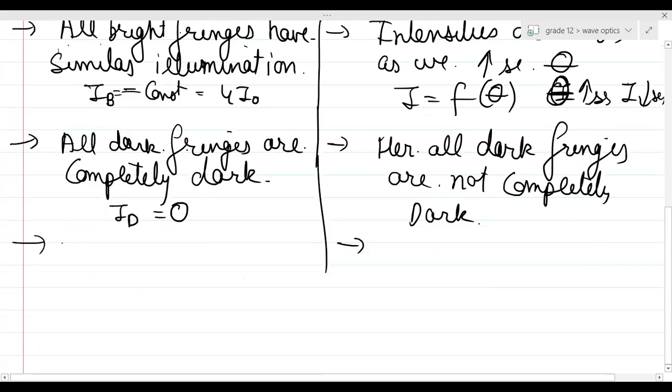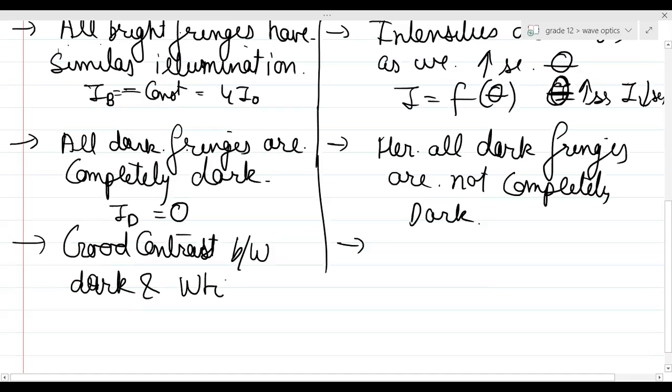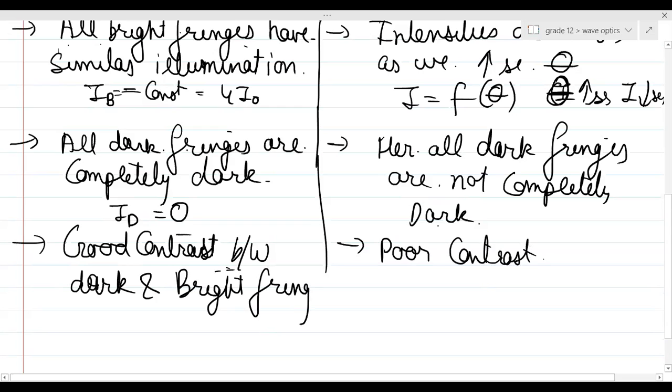Guys, is this clear? Here you have poor contrast between dark and bright fringes, whereas in interference we have good contrast. So I think the differences are pretty much clear, right? Is it clear?